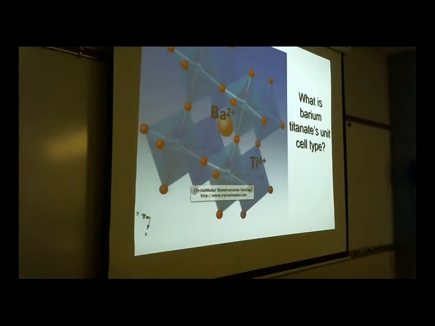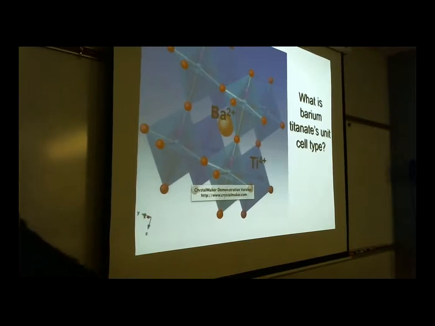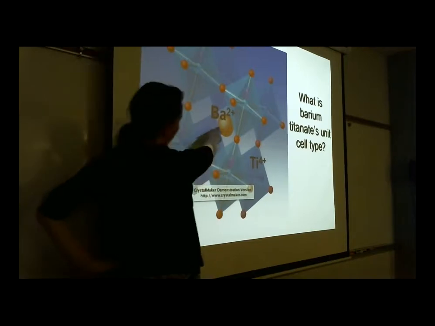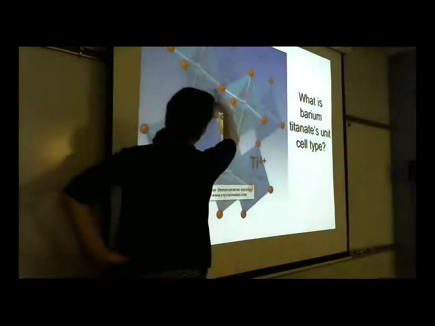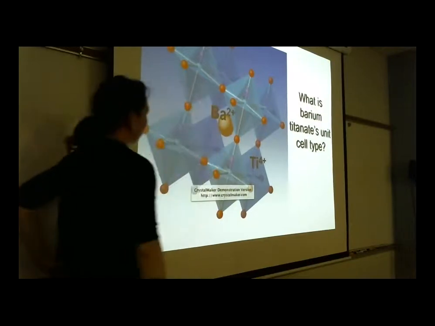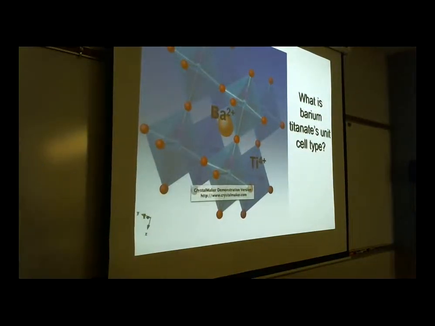I want you to look at this and figure out what's the unit cell type. See if you can figure it out just by looking at it. Has anyone figured it out? You only got 3 to choose from. It's body centered cubic, right? How'd you figure it out? Big one in the middle. Big one in the middle is kind of a giveaway, right? You've got the 4 top, 4 bottom, and then 1 in the middle, right? That's body centered cubic. Good.